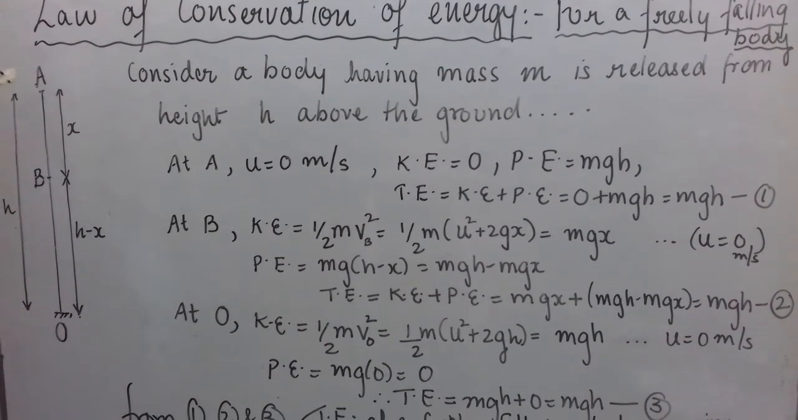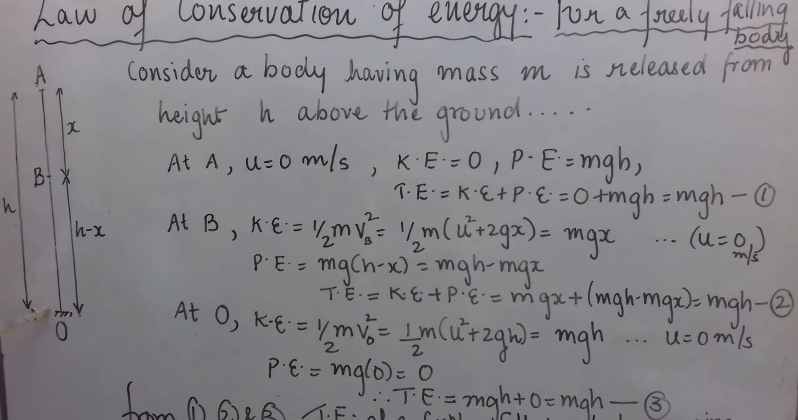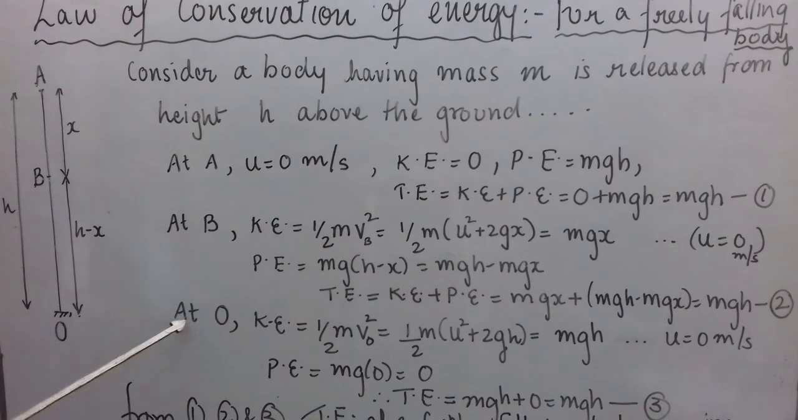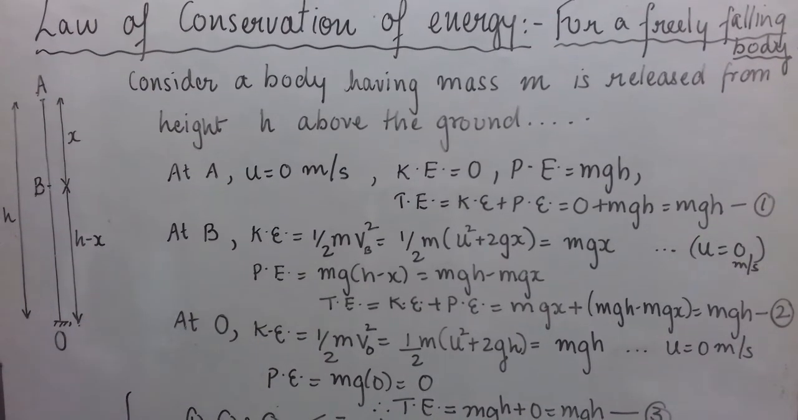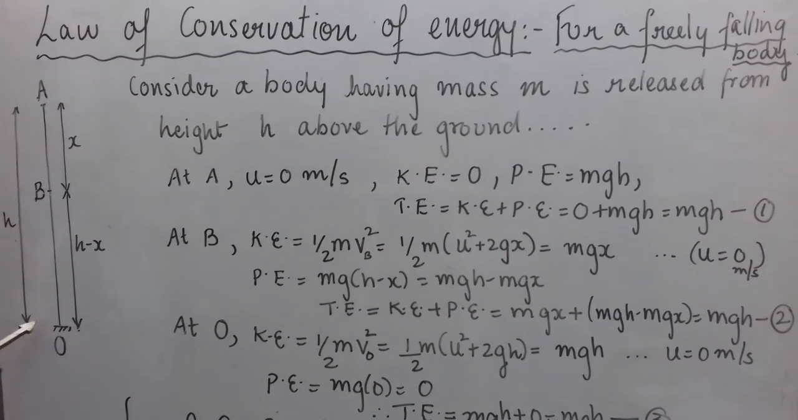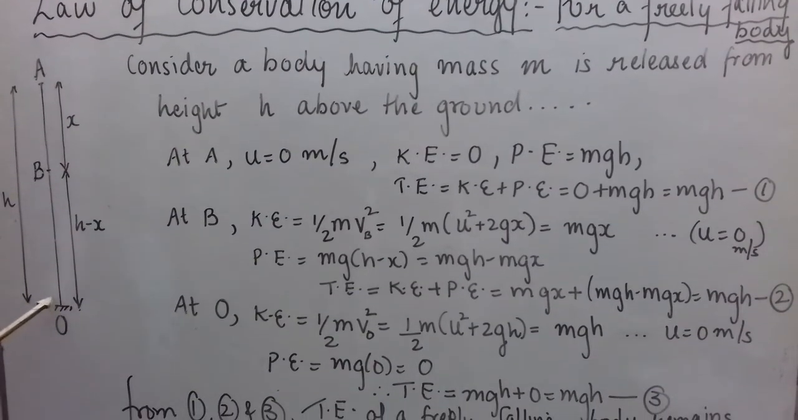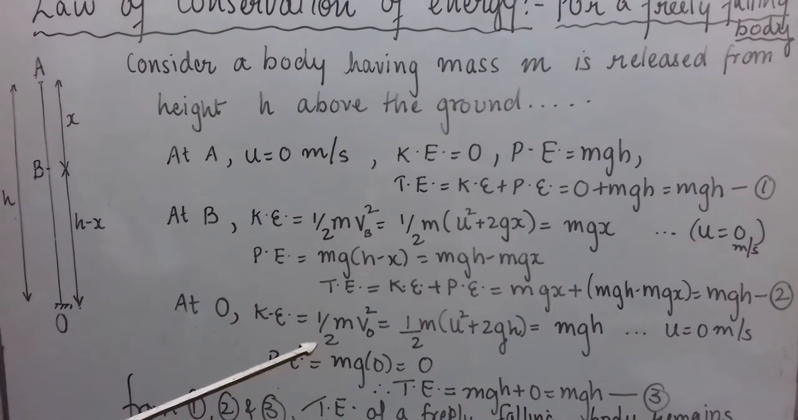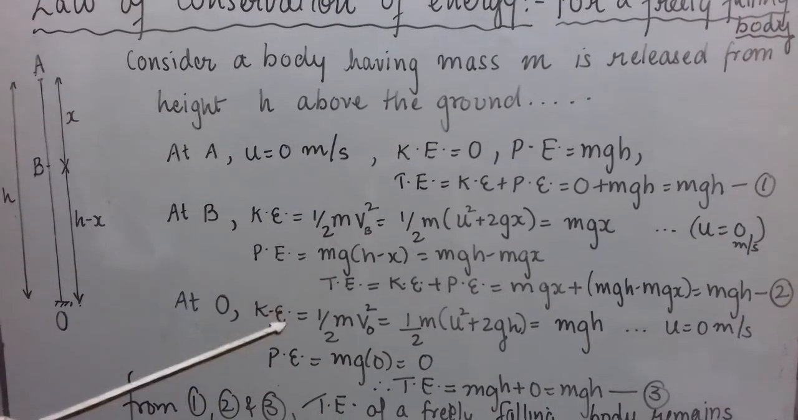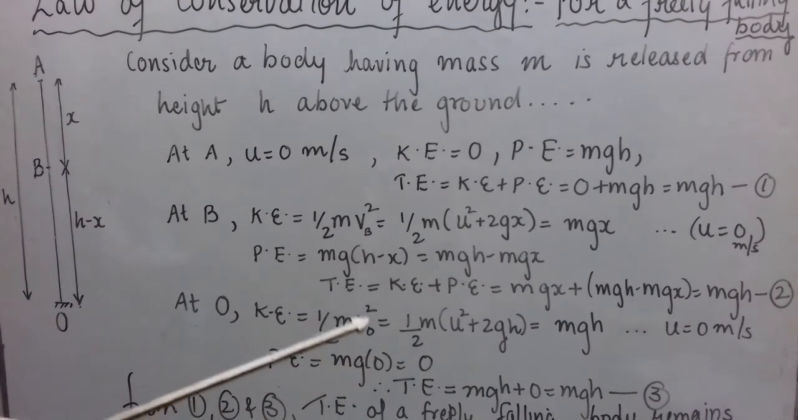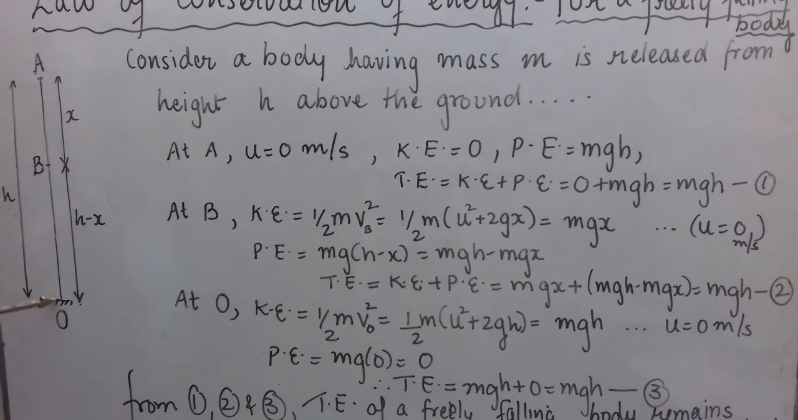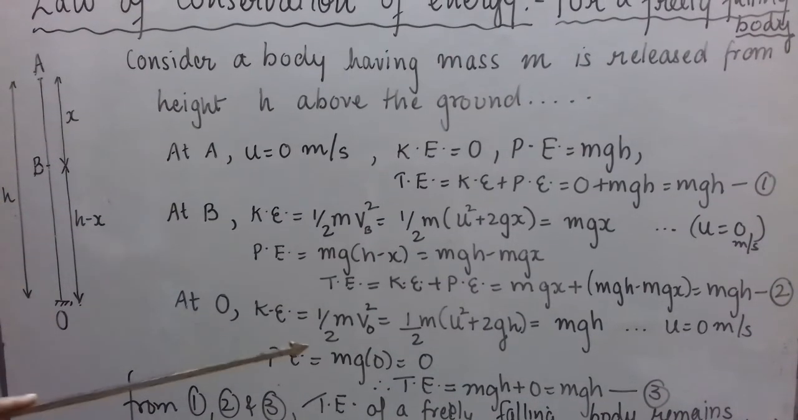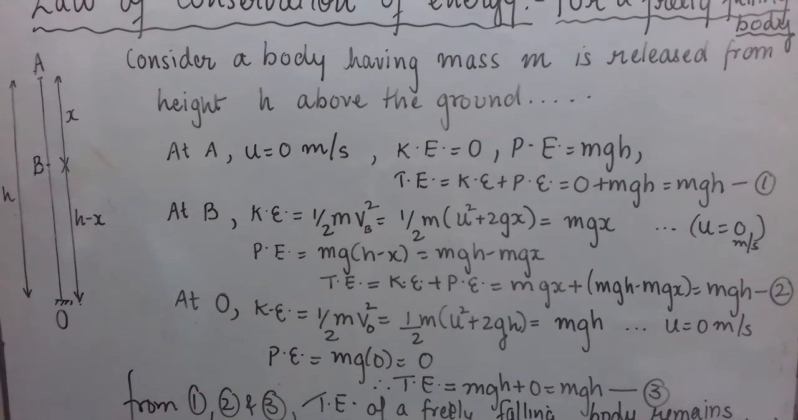Now consider the point when the body is lying close to the ground at point O. You have to consider the motion again from A to O. Remember, we have to take this as the initial position. So at O, what will be the kinetic energy? Half m v0 square, where v0 is the velocity as it is lying very close to the ground at point O. Again use the third equation of motion. So instead of v0 square, I'll write u square plus 2g into displacement from its initial position. This is the initial position. So what is the displacement? h. So plus 2gh.